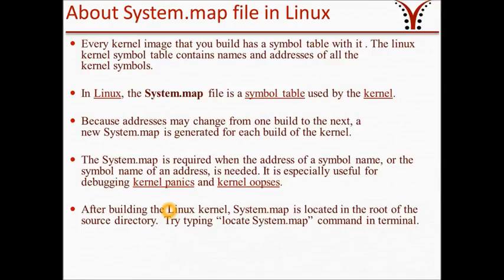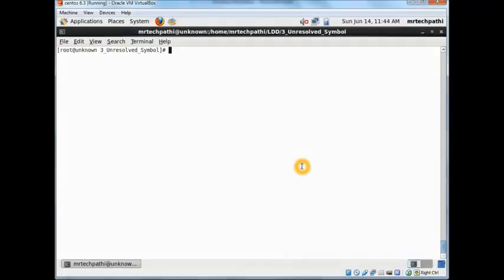After building the Linux kernel, System.map is located in the root of the source directory. Try typing the locate System.map command in the terminal and you will find the System.map file in your system. Let's see this practically. Here I am back in my terminal. So in order to locate the System.map file, I'll type locate System.map.